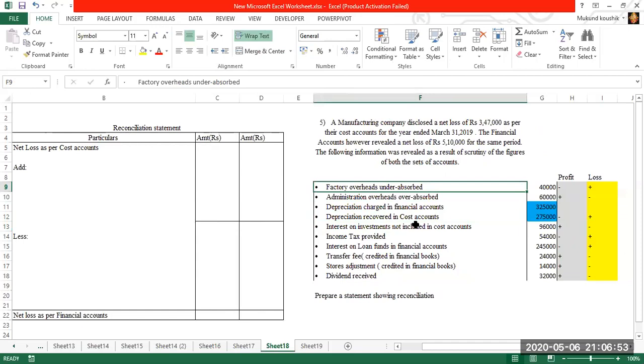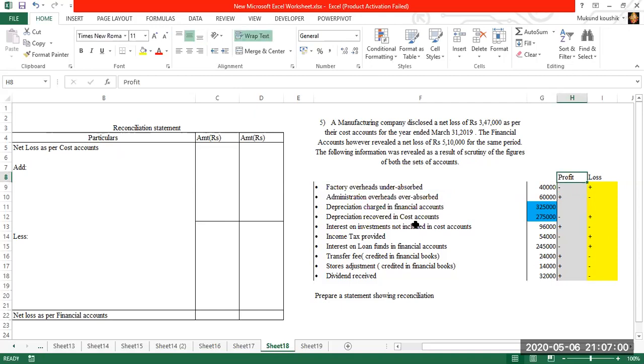Now look at the first item, what they have given. They have given factory overheads under absorbed. So under absorption of overheads means what you have to do, normally you have to deduct. If it was a profit you used to deduct. Now the case is loss, the question is about loss.